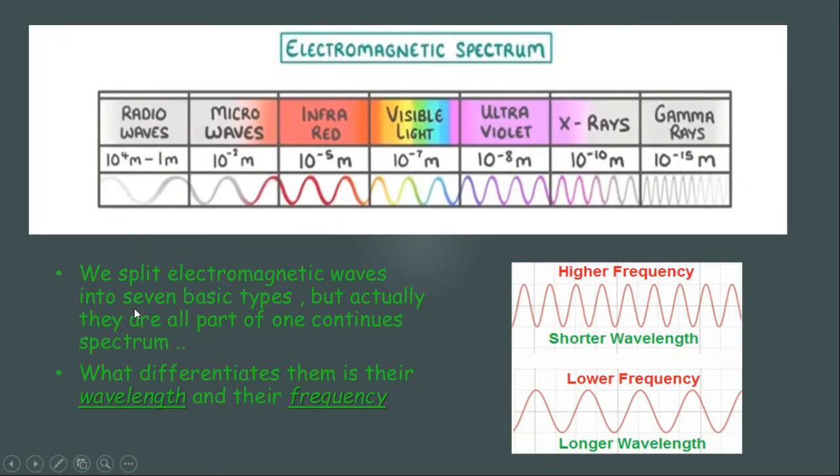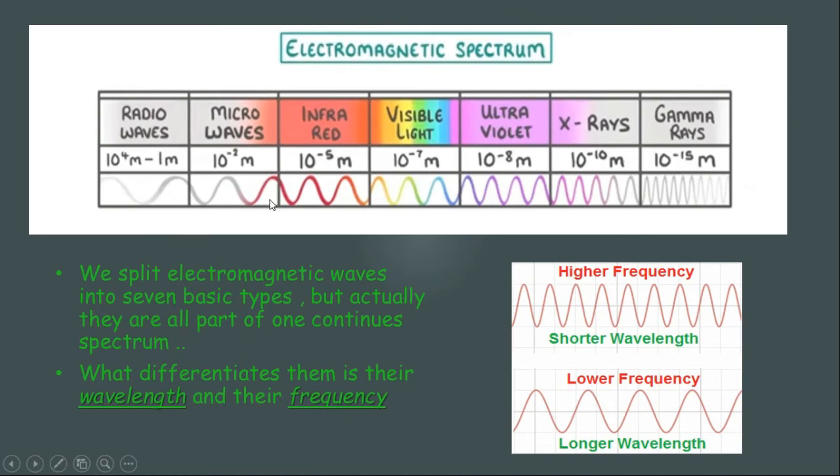As we said, we split electromagnetic waves into 7 basic types, but actually they are all part of one continuous spectrum. So, the electromagnetic spectrum consists of 7 electromagnetic waves. Rich men in Venus use X-ray guns. What differentiates them is their wavelength and their frequency.